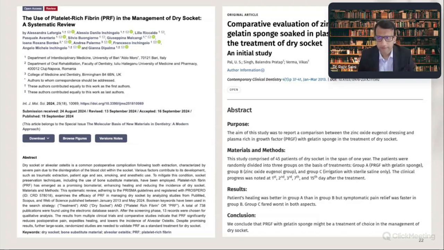Another factor now considered is PRP-based management in dry socket. But still, there is a lot of research to be done. We still try to manage those things in a conservative way as much as possible.